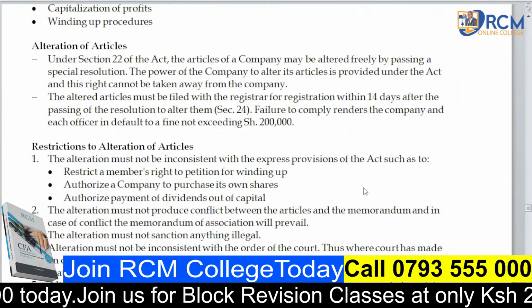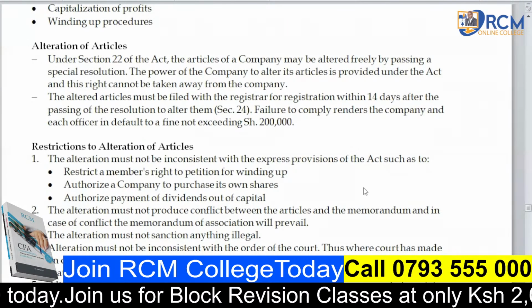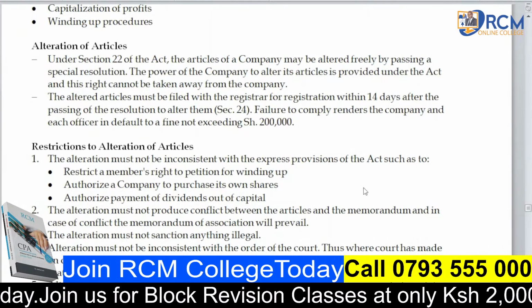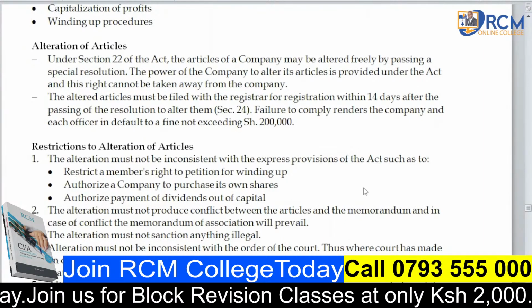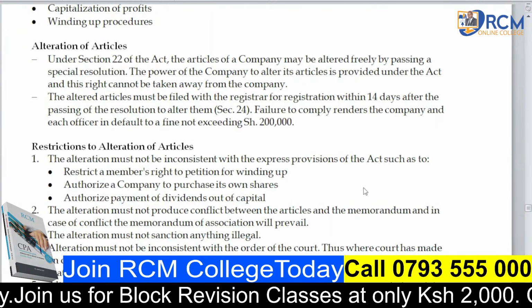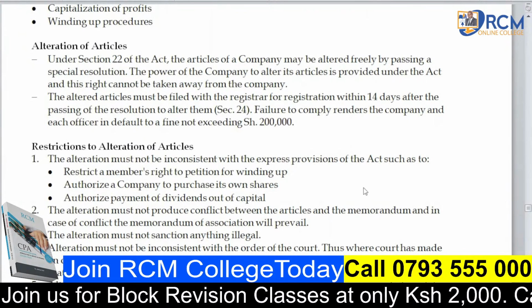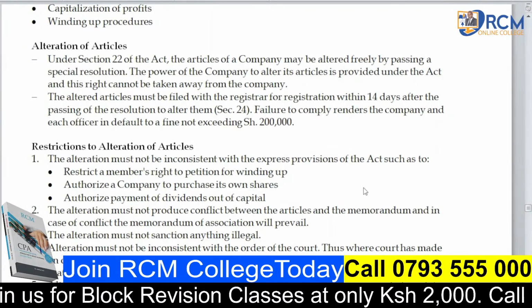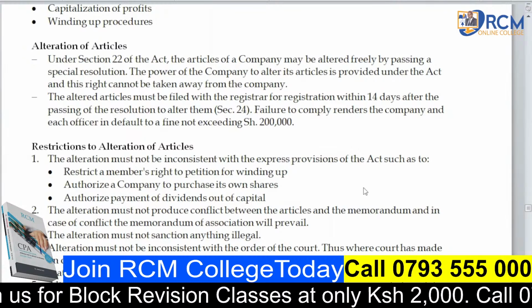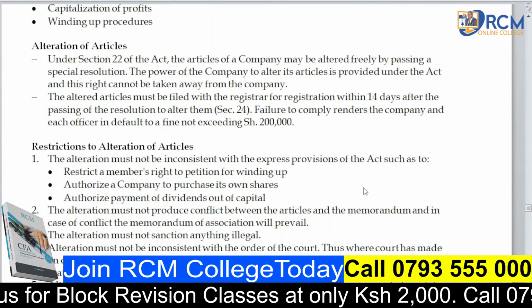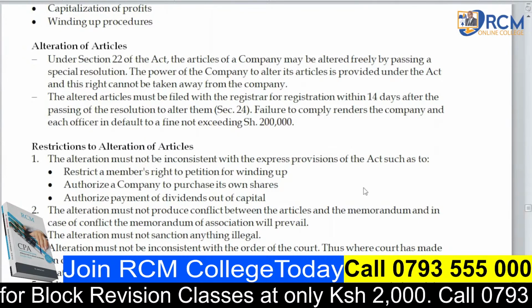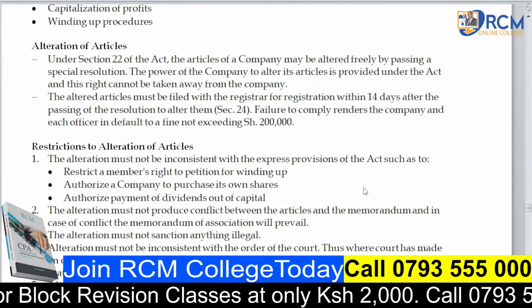Let's say, for example, not to oppress the minority members of the company. What we mean by minority is those who have only a few shares in the company. So they are seen as not important to the company. They are the minority, and the majority want to dominate them. So if the court has given an order to protect the minority, then if you are altering the articles, you must observe such a court order.